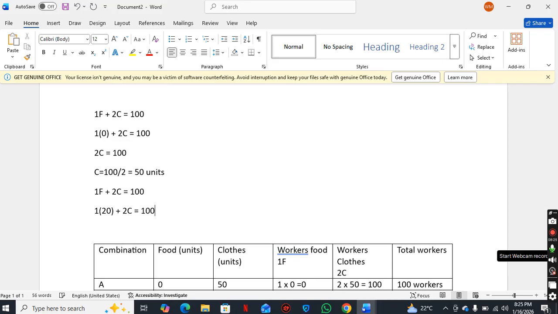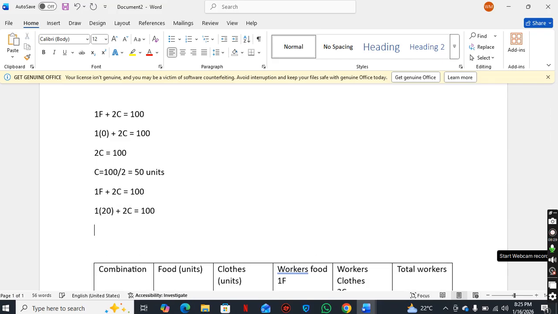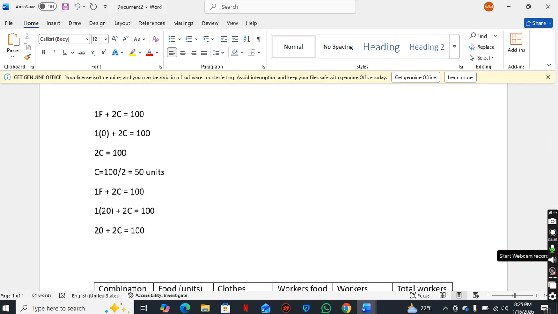Equals 100. So 1 times 20, that is 20. So you're going to say 20 plus 2C equals 100. We want to find out how many units of clothes we can produce. So we take this 20 over the equal sign, and we have 2C equals 100 minus 20. It gives us 80.